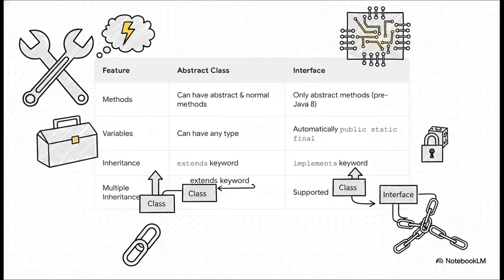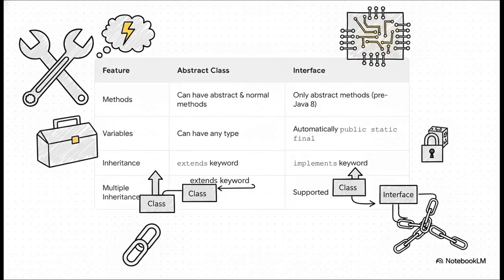Okay, let's walk through this table. First up, methods. We know abstract classes can have that mix of abstract methods and normal ones with code. Now, interfaces used to be only abstract methods. That little note about pre-Java 8 is there because these days interfaces can have default methods with code, which kind of blurs the lines, but the core idea is still there.